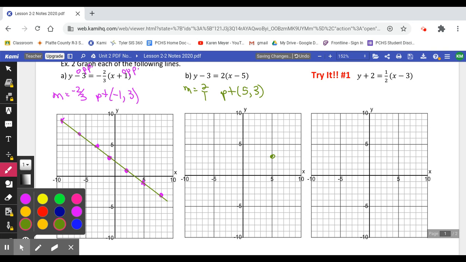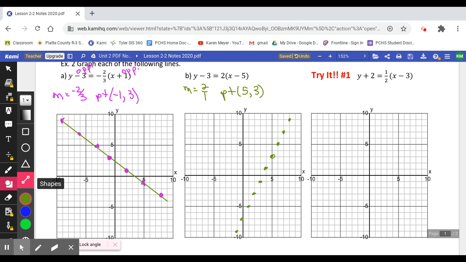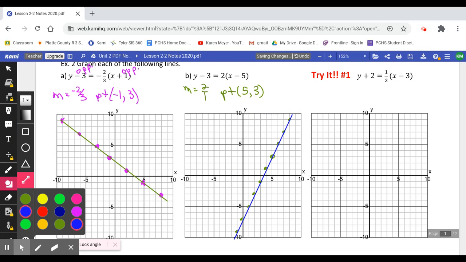and then go up 2 and right 1. Then, of course, you can do your slope backwards, which is down 2 and left 1. And then you could draw in your line. Okay, pause the video and you try it.